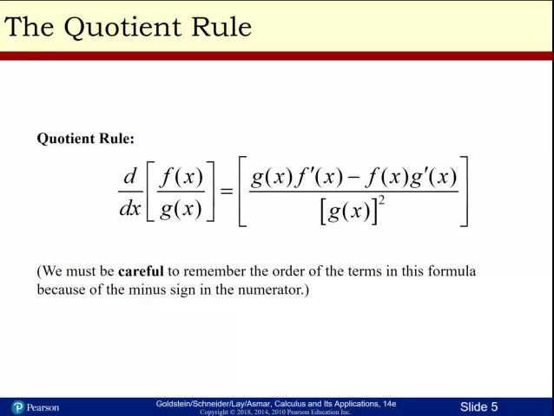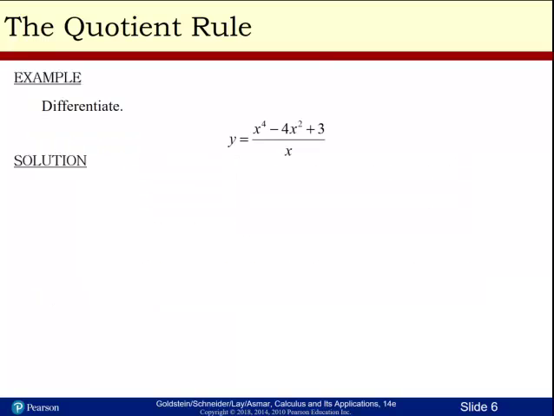So let's look at the quotient rule next. And the quotient rule is a little more complicated. In this one, you have to really be careful and remember the order of the terms in this formula because of the minus sign. In this one, you have one function over another function, so you'll have some f over g. So you'll write the denominator times the derivative of the numerator minus the numerator times the derivative of the denominator all over the denominator squared. That is the quotient rule, and believe me, it looks complicated, but the quotient rule makes your life much easier.